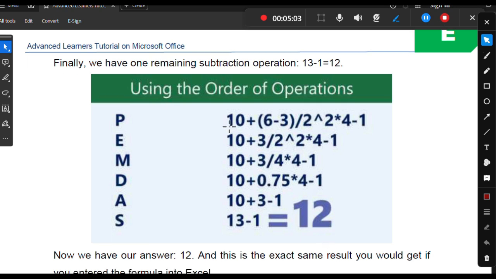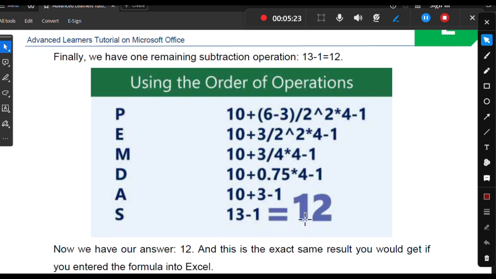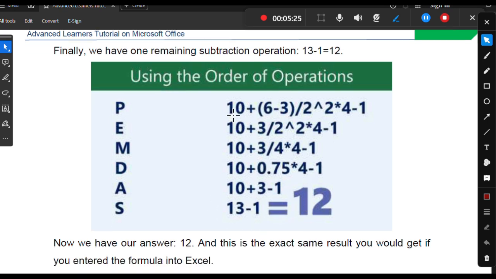So all of these things, starting with P, E, M, D, it will work it out until it gives you the answer. The right answer is 12. If you type all of these things and the answer is not 12, that means something is missing, something is wrong. So this order of PEDMAS is to show you.